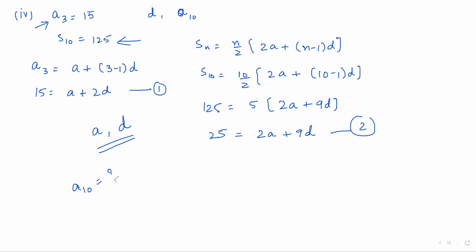Ma'am, when we subtract 1 from 2, they won't cancel, right? First, you have to multiply. Yeah, for that, you have to make at least one variable the same in both equations. So multiply this whole equation by 2. So you will get another equation that is 30 is equal to 2a plus 4d. You write here that multiplying equation 1 by 2. That will be your equation number 3. So ultimately, you will solve 2 and 3. Just subtract 2 from 3, then you solve it.